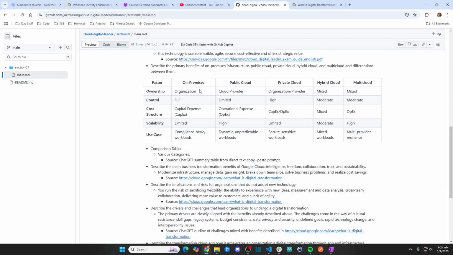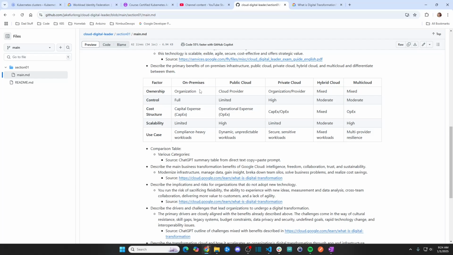Private cloud can be owned by the organization or a provider and gives you a lot more control, but not quite as much control as having your own on-prem data center, and is a mix or blend of CapEx and OpEx with limited scalability, and you would usually use this for secure or sensitive workloads. Hybrid, on the other hand, can be a mix of ownership with moderate control, with a mixed cost structure, moderate scalability, and as I've kind of already described, is a use case of mixed workloads.